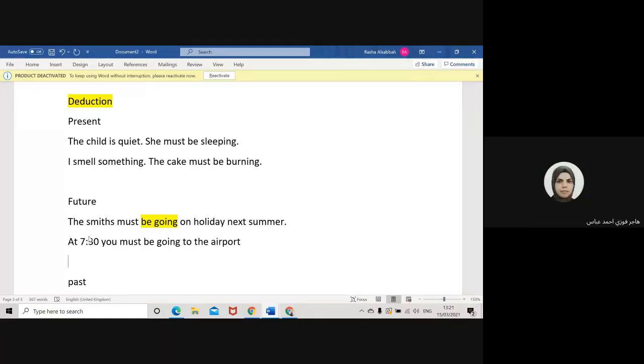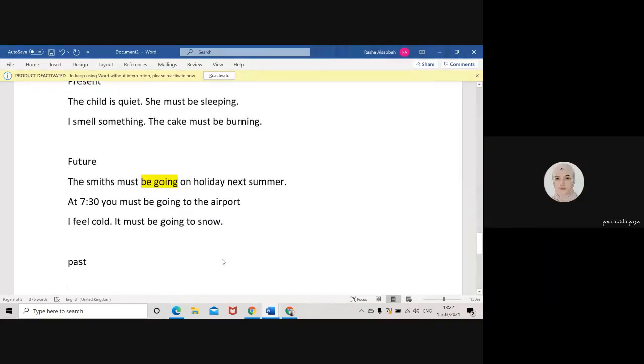Can I? Okay. I feel cold. It must be going to snow. Brilliant. Right. I feel cold, it must be going to snow. Or the sky is clouded. It must be going to rain.